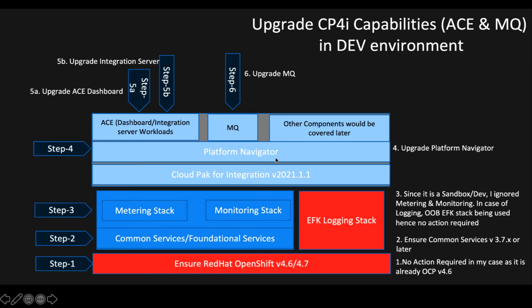2021.1.1 is the current version. I have a Platform Navigator, which is going to be step 4. I need to upgrade Platform Navigator before I go to my capabilities. Then you need to ensure the AppConnect dashboard, which is the next step that you need to complete. Then the integration server, which is considered to be step 5b. Then moving on to MQ. So this is the process that you may need to follow to upgrade ACE and MQ in a dev or sandbox environment. So with this, let us move forward.